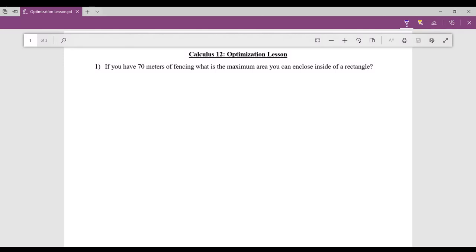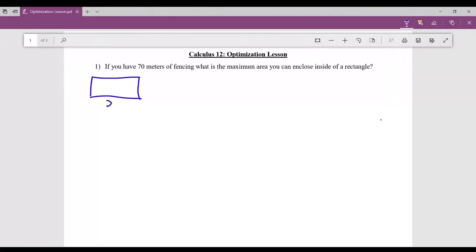You could do it with quadratics, but we're going to use calculus to do it. You have 70 meters of fencing. What is the maximum area you can enclose inside of a rectangle? I.e., what's the largest rectangle you can make? What are the dimensions? So first thing here is we're going to draw a picture.